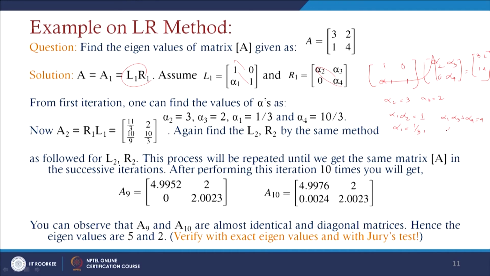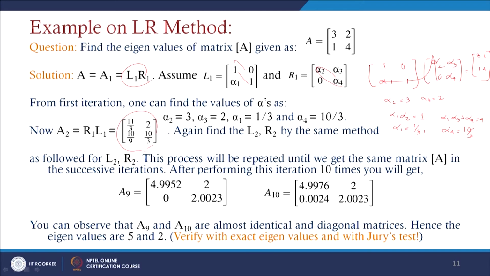If we calculate alpha 4 by putting alpha 1 and alpha 3, we have the value 10 by 3. Now, if we go for the calculation of A2 here, A2 can be written as R1 and L1. If you take the product, you can simply get this matrix here.